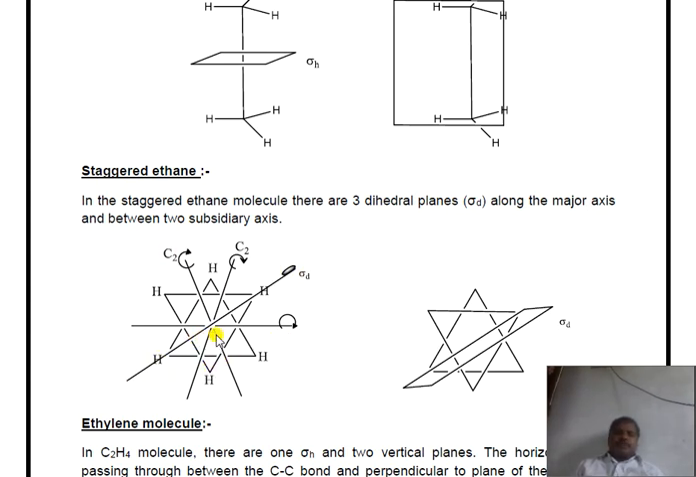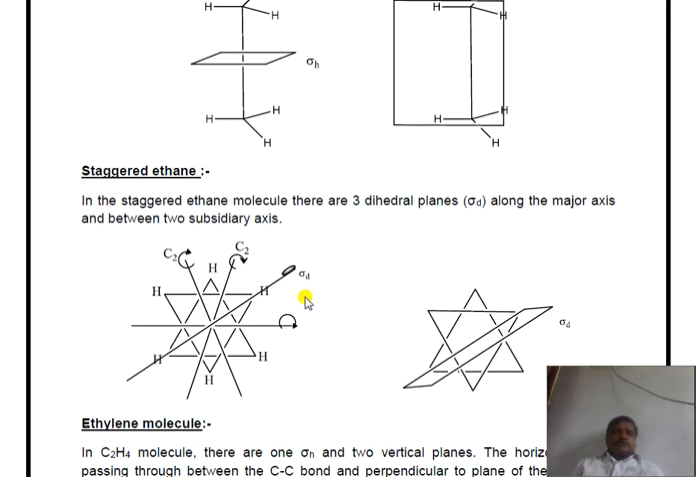But here, for this principal axis, there is a C2 perpendicular to the principal axis. In between, a plane of symmetry is there. So the diagonal plane of symmetry is considered.